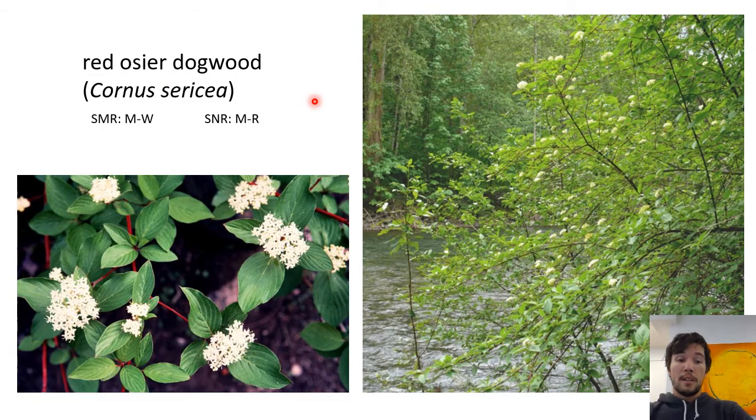You tend to find your red osier dogwood in kind of damper areas. You can find it alongside creeks and riparian habitats like this. Also, I see it alongside logging roads often, kind of in the damper parts of the ditches as well. So good spots to look out for it.